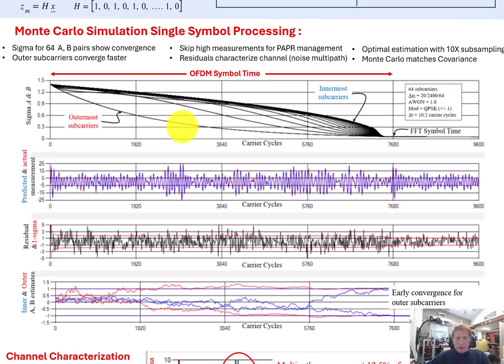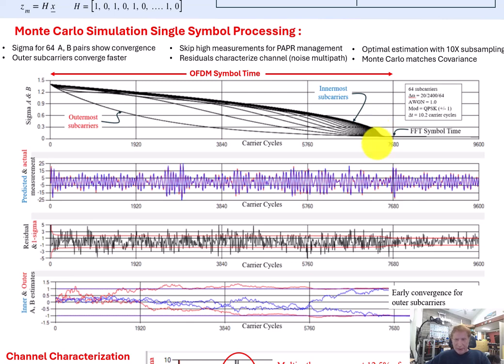We also see that the outermost edge subcarriers that have less neighbor interference converge faster than inner subcarriers. The Kalman filter is an optimal result, given that the model is accurate. We see the Kalman filter converges to its final result faster than OFDM's symbol time, which directly translates to throughput improvement.